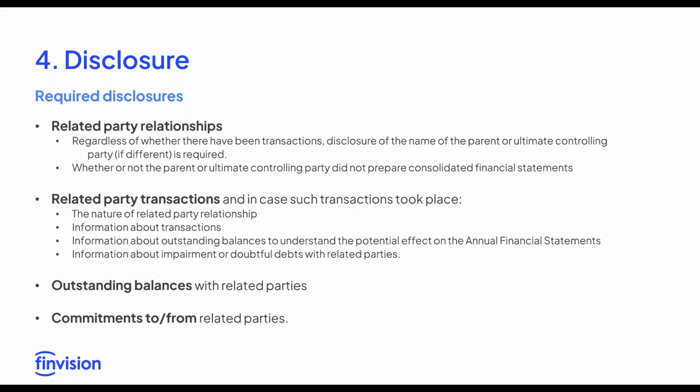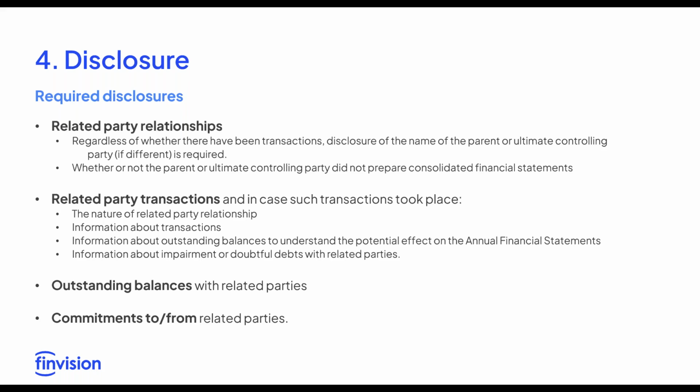So looking at required disclosures, we already briefly mentioned it on the first slide. What is required to be disclosed if you have identified your related parties? First of all, the related party relationships. Regardless of whether there have been any transactions, the disclosure of the name of the ultimate controlling party should be mentioned there. I think the subsidiaries are mostly already included because you describe your consolidation circle. So it's important to look beyond that.